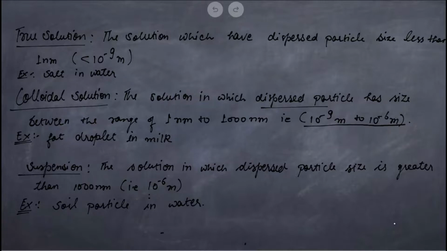Now let us talk about suspension. A suspension is a solution in which the dispersed phase particle size is greater than 1000 nanometer, that is 10 raised to the power minus 6 meter. An example is soil particles in water. You can see the soil particles with the naked eye, as you have done in your childhood when you dissolved soil in water, so you can relate.